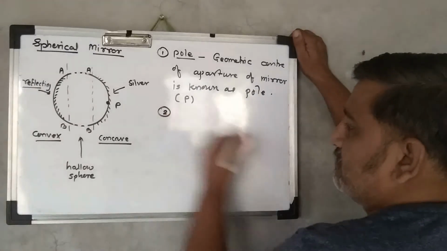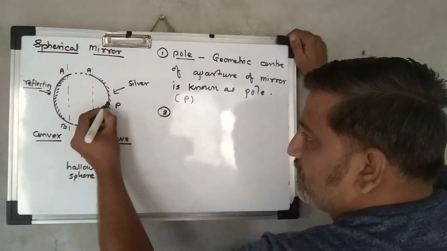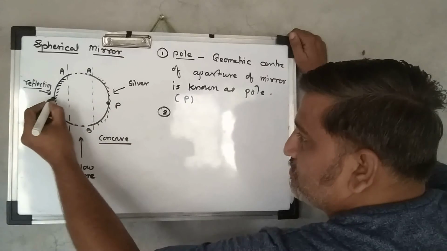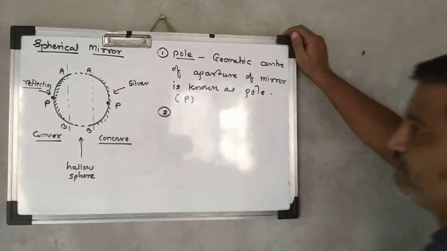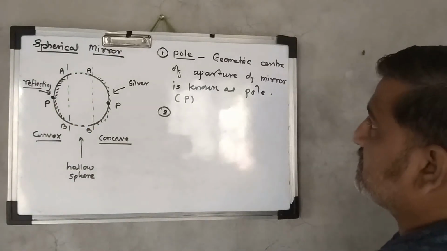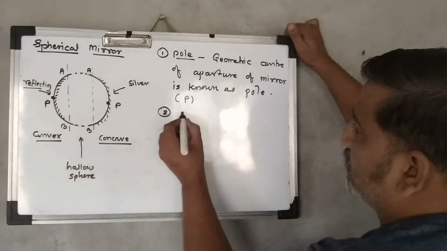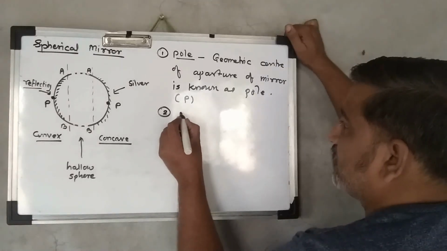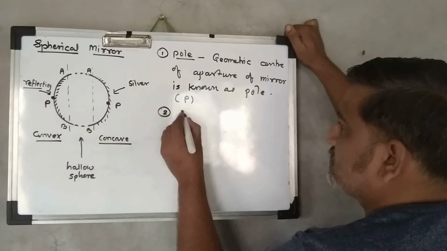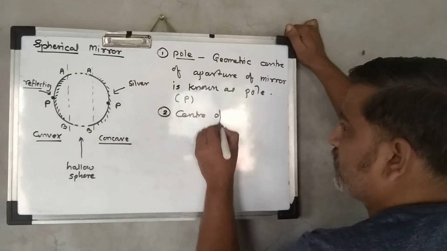Here I showed P, here also it is P. Okay, next. The second concept is about center of curvature.